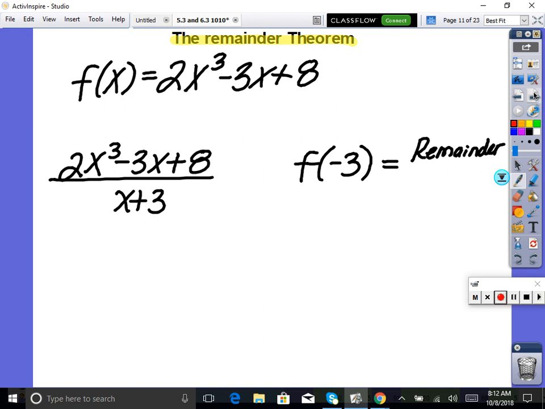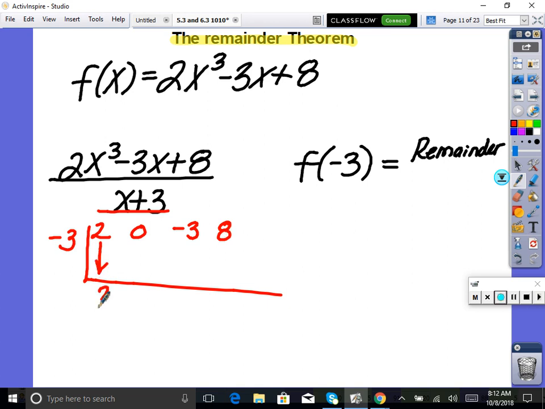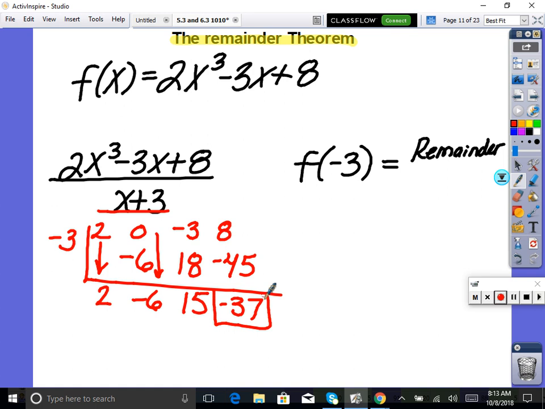I'll show you. So right here, if I said, what's the remainder? You could say, well, I'm going to use synthetic division with negative 3. I have a 2. I'm missing x squared, so I need a 0. Then a negative 3, then an 8. So she's asking me to find the remainder. So I add straight down, multiply up, add straight down, multiply up. Right? Am I doing okay? Did I mess up anywhere? And then add straight down, so that'd be 15, right? Multiply up, negative 45. Add straight down, isn't that negative 37? So you'd say, oh, my remainder is negative 37. That's one way of doing it. That's great. Remainder is negative 37.